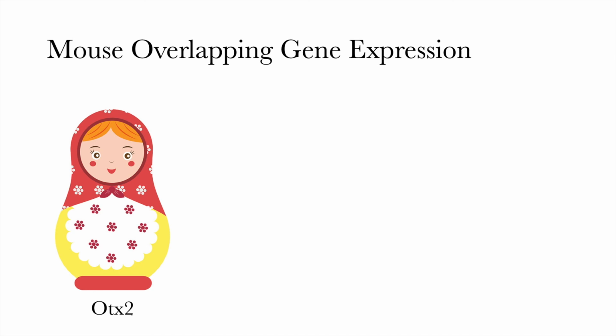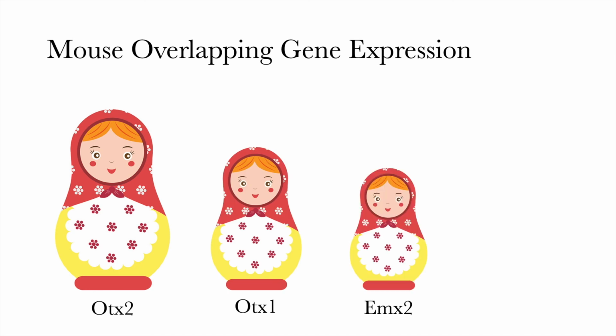In mice, the expression areas of the genes in head brain are overlapping from OTX2, OTX1, EMX2, and EMX1. Due to posterior prevalence, as mentioned earlier, if all paralogs are knocked out, the more anterior head structures develop.